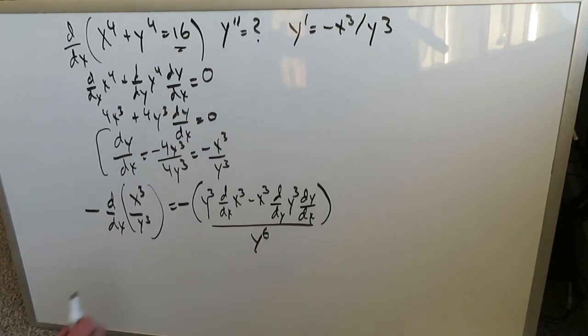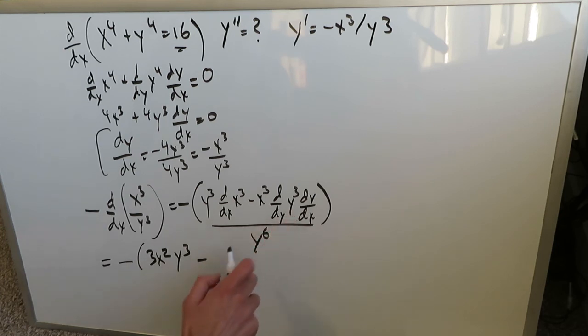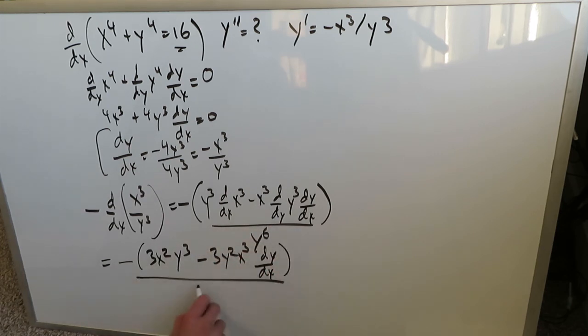Now let's come over here. We have this minus at the very beginning, and we're carrying it down. Let's work in this. We have a derivative of x cubed, which is 3x squared, multiplying by the y cube it's attached to. The derivative of y cube is 3y squared, multiplying by the x cube it's attached to. But let's not forget the dy dx label, which sticks with it, all over y to the 6th.